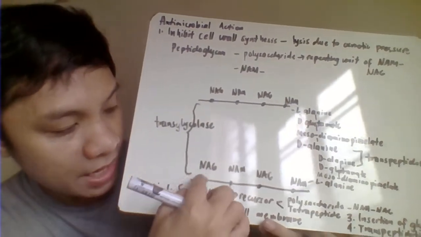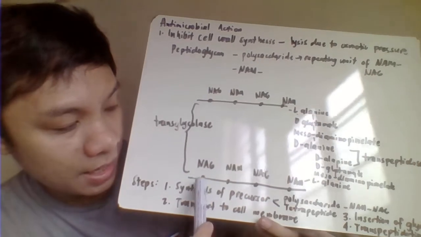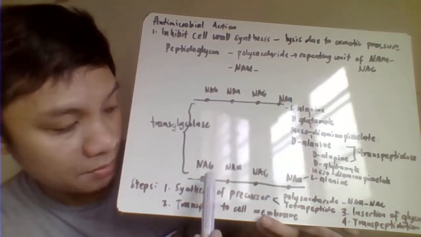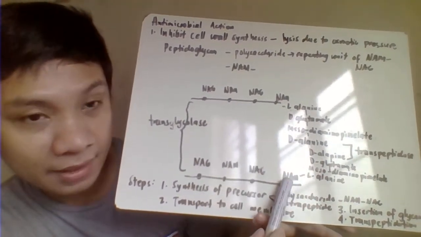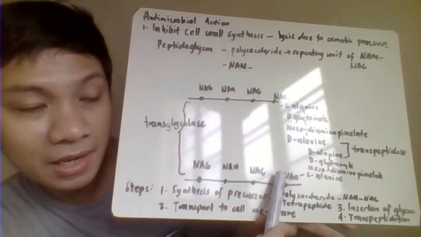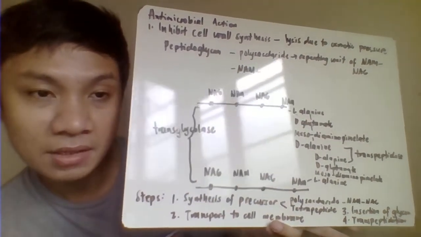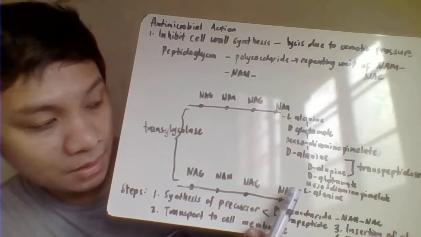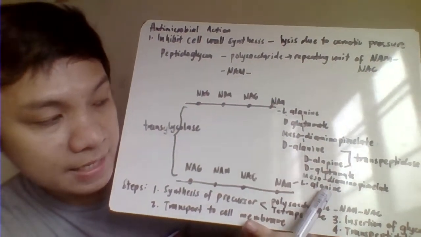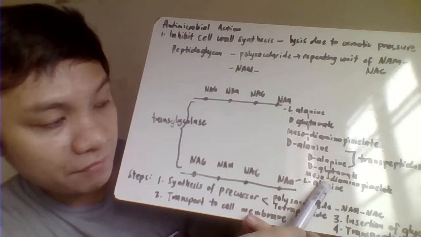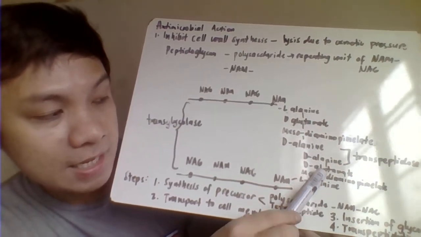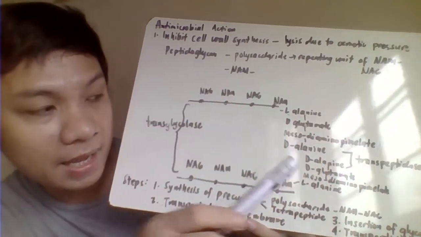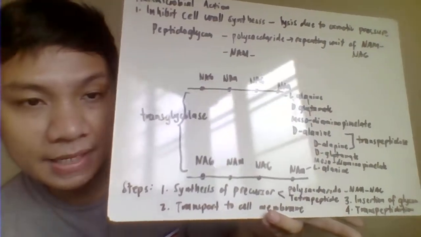And then we also have another polysaccharide, again made up of the NAG, the NAM, and the NAG, NAM ulit. In the NAM again, there are 4 tetrapeptides which attach to the NAM. Okay, this includes again your L-alanine, mesodiaminopimelate, D-glutamate, and the terminal, ang pinaka-end part, is the D-alanine.